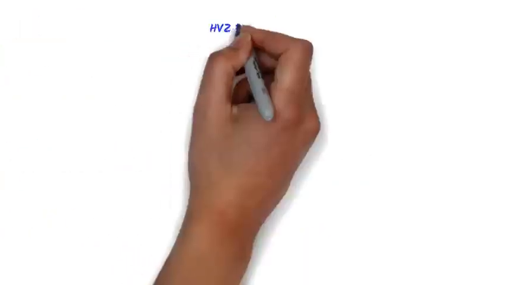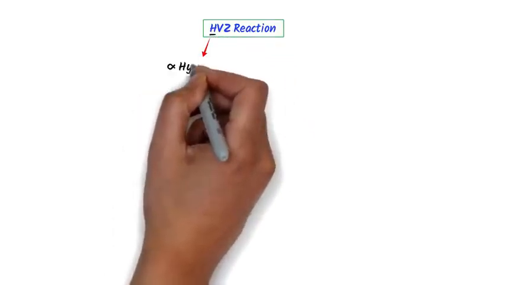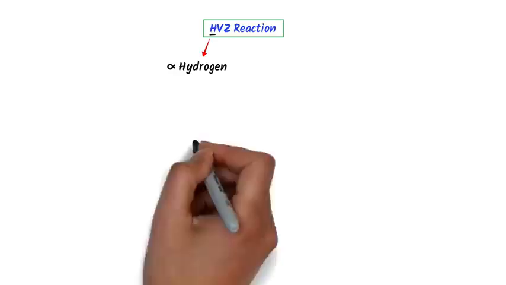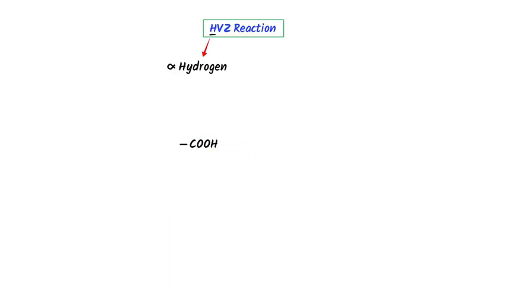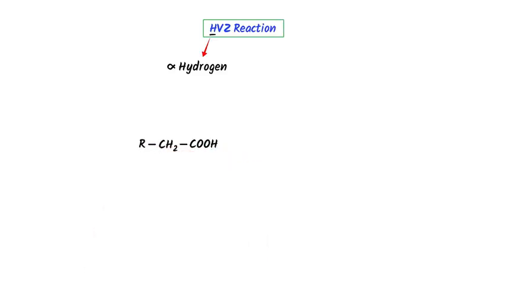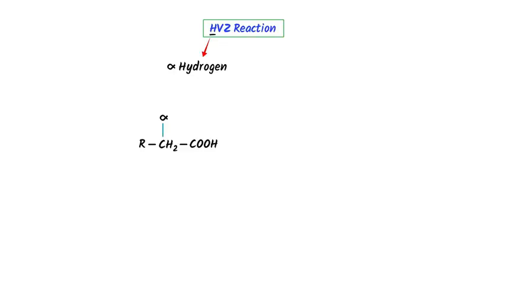Let me teach you the HVZ reaction. Well, this H in HVZ always reminds me alpha hydrogen is displaced. Now what is alpha hydrogen? I write a carboxylic acid group like COOH. I attach one carbon and one alkyl to it. Now this adjacent carbon, or second carbon after this carbon, is called alpha carbon. And the hydrogen attached to it is called alpha hydrogen.